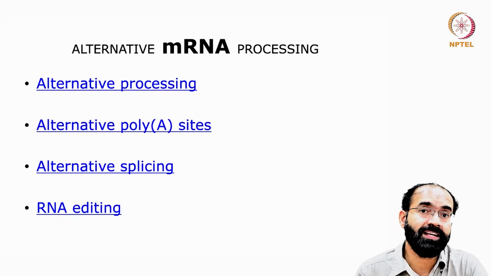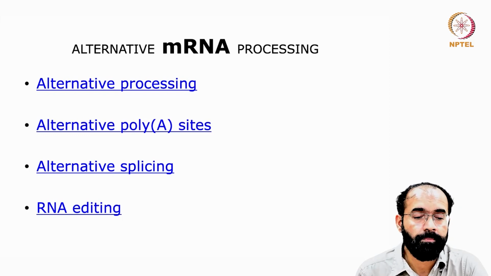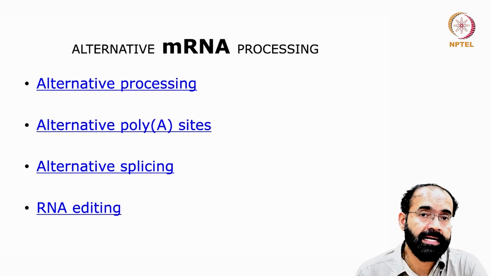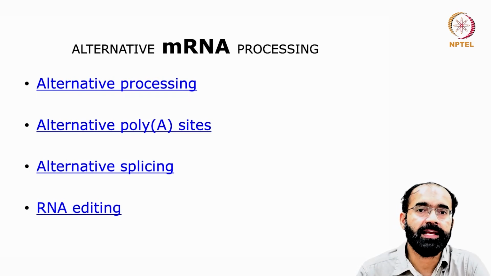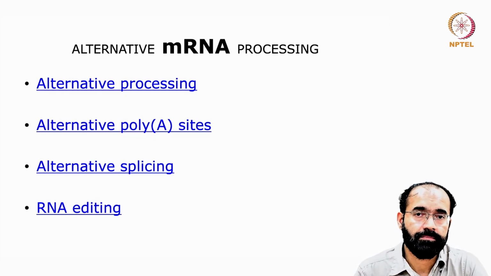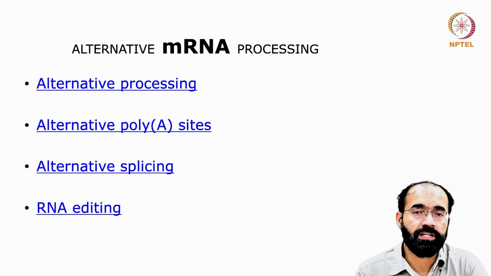There are 4 different ways of alternative RNA processing. One is alternative processing, another is alternative polyA site, another is alternative splicing, and then RNA editing. So these are all the ways in which, from one source, say one gene, I can make diversity. Just like if you have just atta and rice, 2 carbohydrates, if you are not smart, you will make only chapati and cook the rice. But if you are smart, you will come up with multiple dishes.